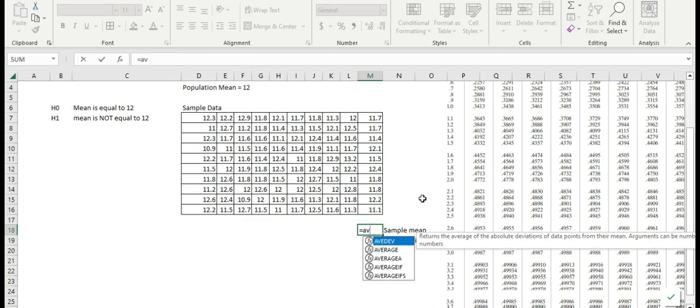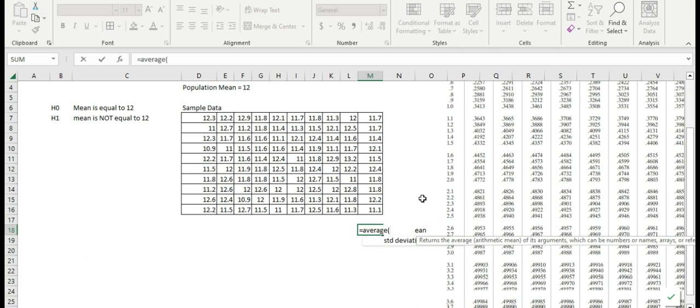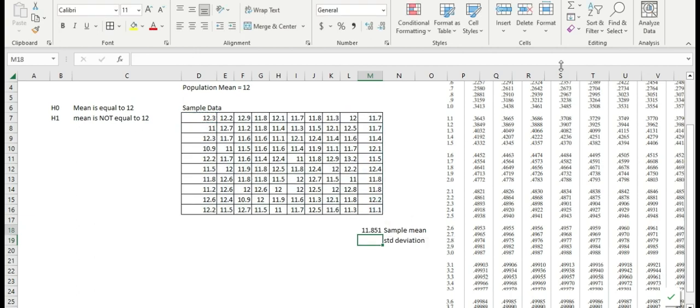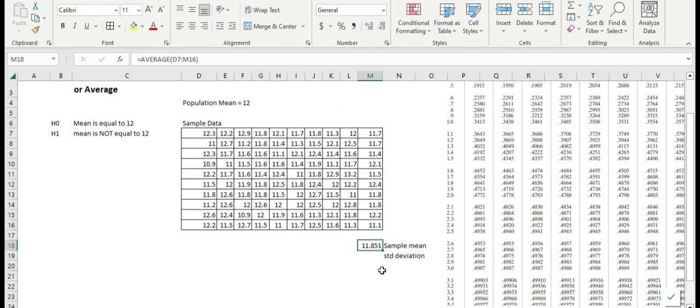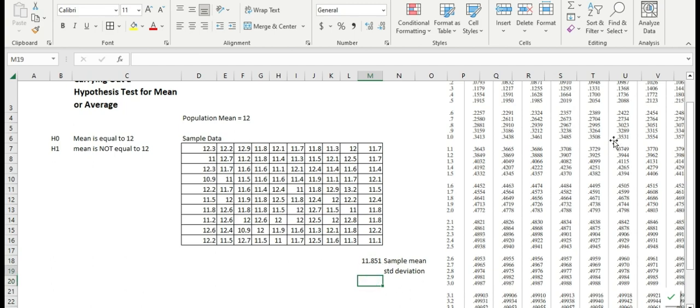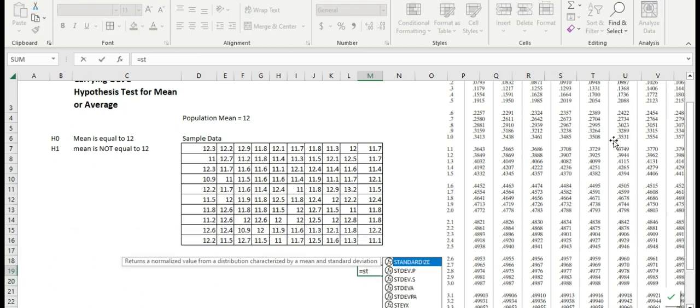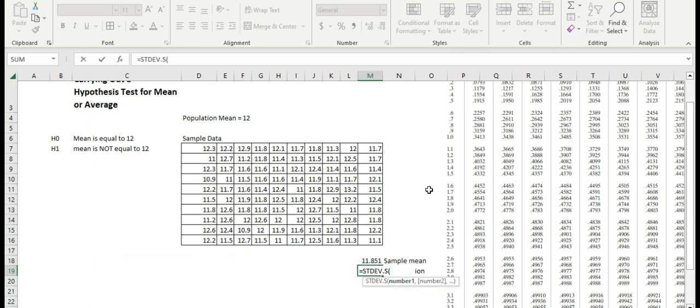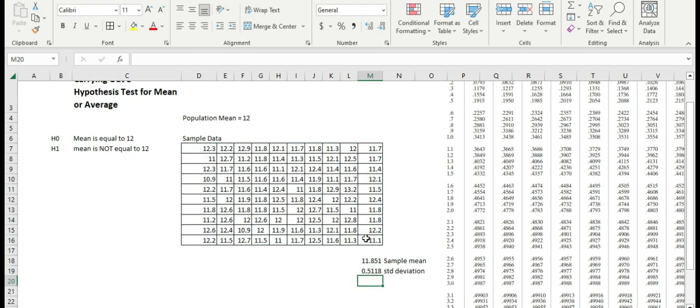From the data here, we would compute the sample mean. We just have to use average. The average is 11.851, and the standard deviation, which is S because this is a sample, the sample standard deviation is 0.5118.